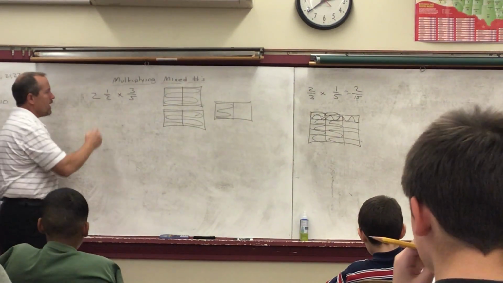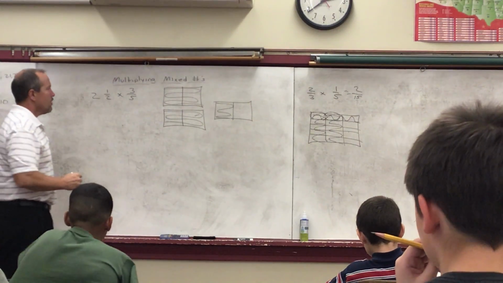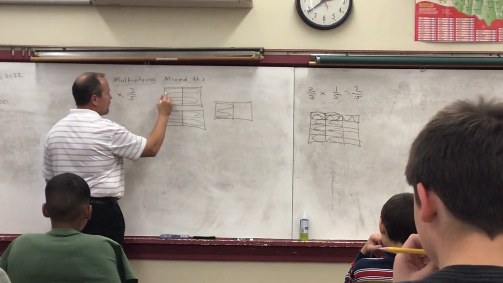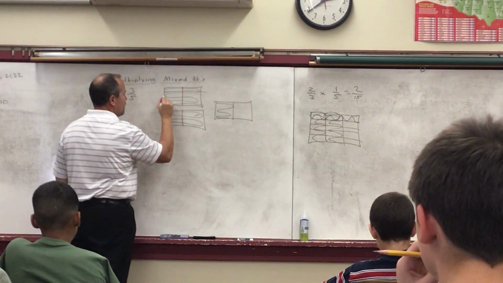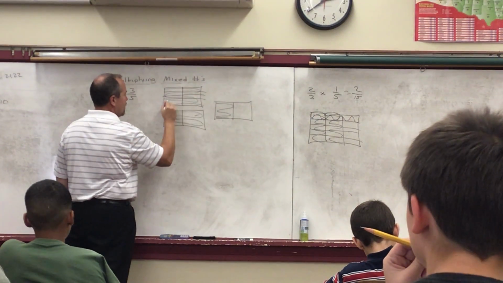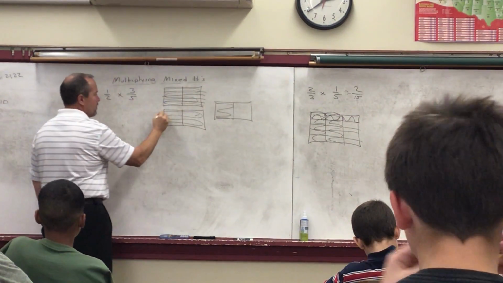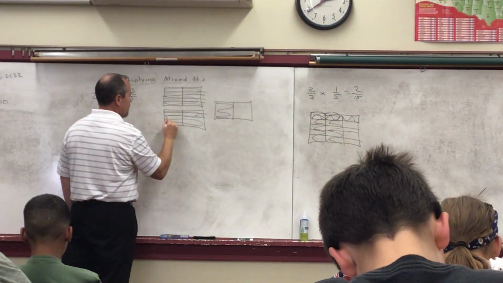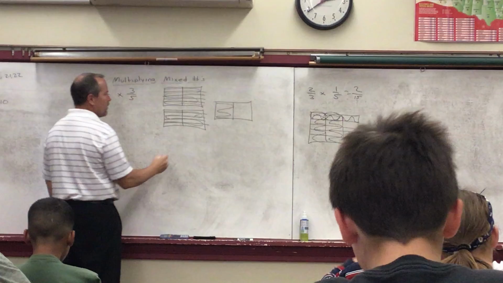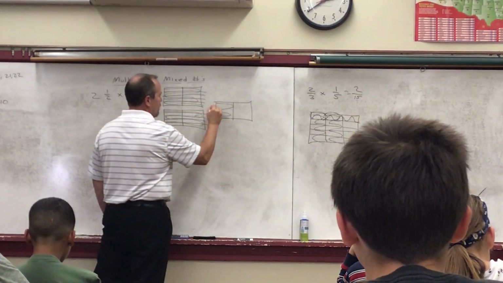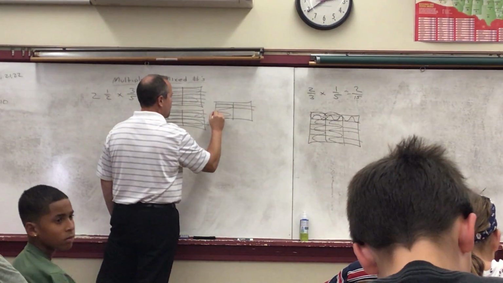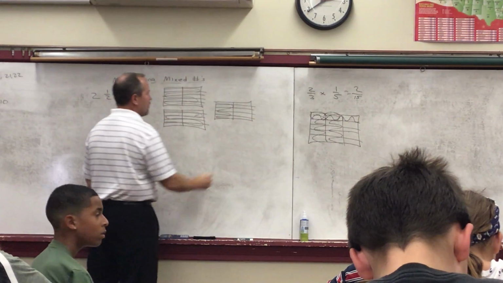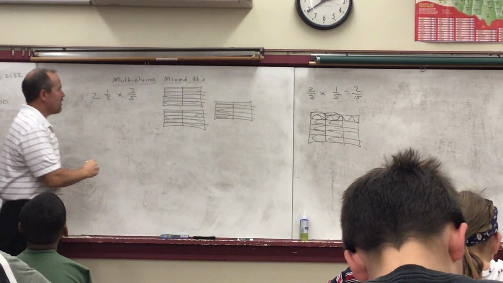Then we're going to take it times 3/5. So we're going to break it into 5 sections going this way. So 1, 2, 3, 4, 5. 1, 2, 3, 4, 5. And 1, 2, 3, 4, and 5. And we're going to color in 3 of these sections.